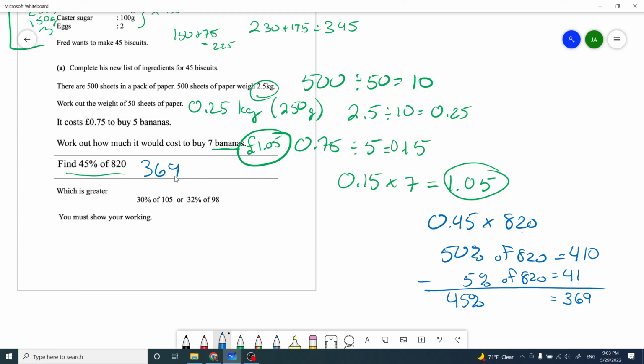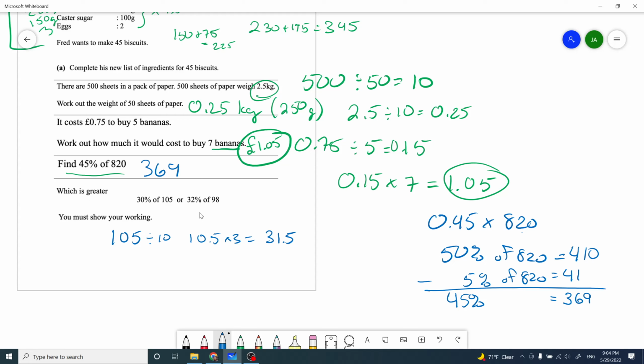Okay, last problem here. We need to figure out which is greater, 30% of 105 or 32% of 98. We need to show our working. Okay, so to find 30% of something, we can take 105. We can either divide by 10 and then multiply by 3, right? So we get 10.5 times 3, which would give us 31.5. Or you could just simply take it and multiply times 0.3.